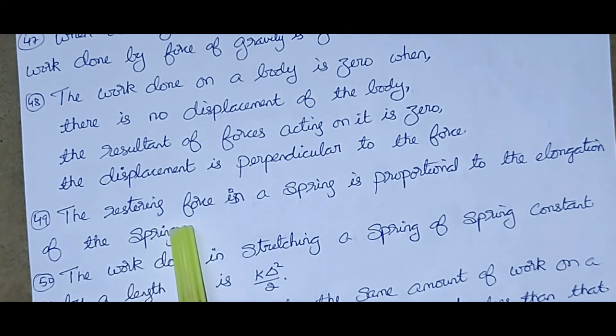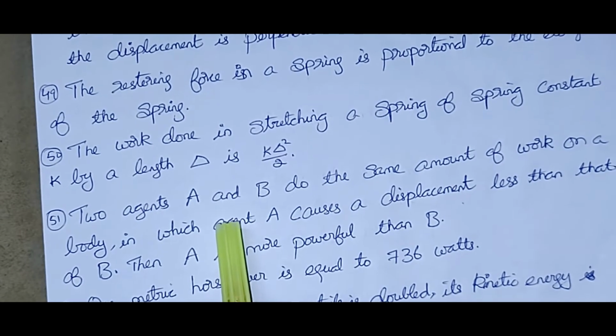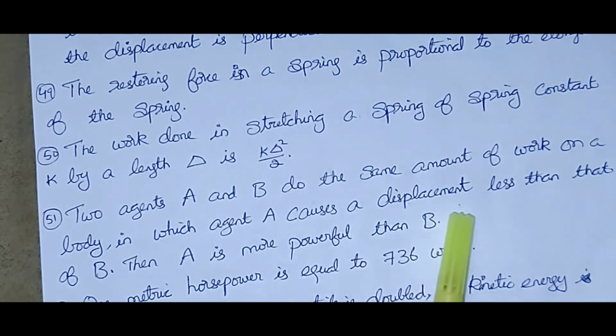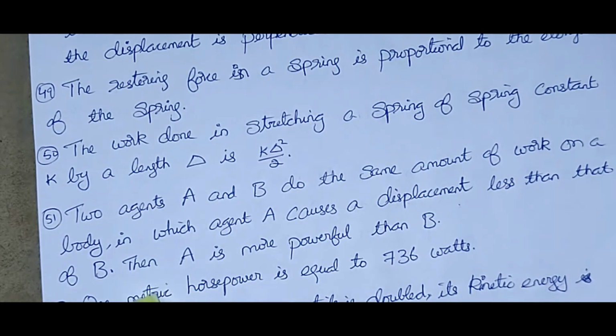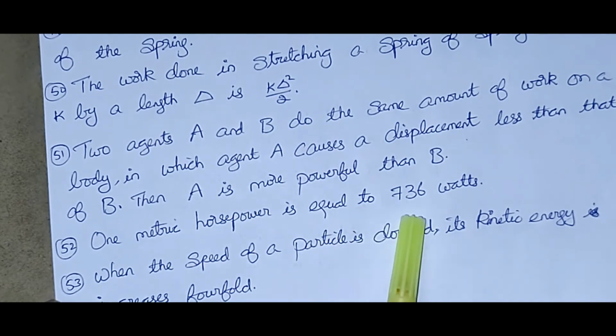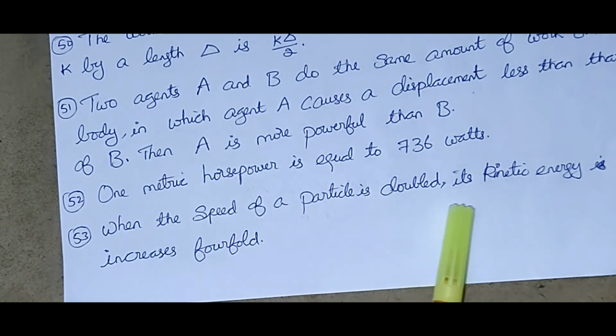The restoring force in a spring is proportional to the elongation of the spring. The work done in stretching a spring of spring constant k by a length delta is k delta square by 2. Two agents A and B do the same amount of work on a body; if agent A causes a displacement less than that of B, then A is more powerful than B. One metric horsepower is equal to 736 watts. When the speed of a particle is doubled, its kinetic energy increases fourfold.